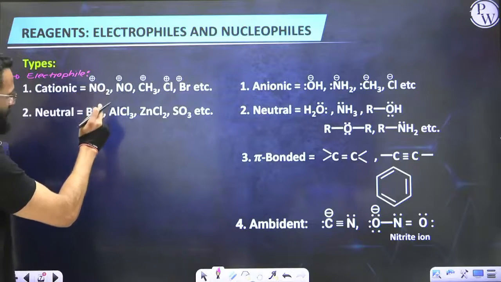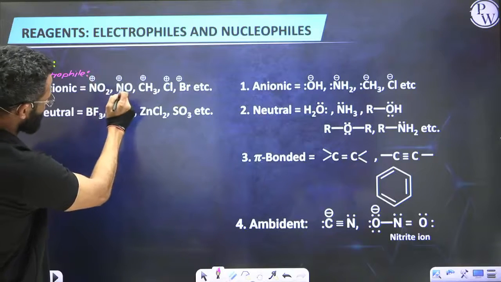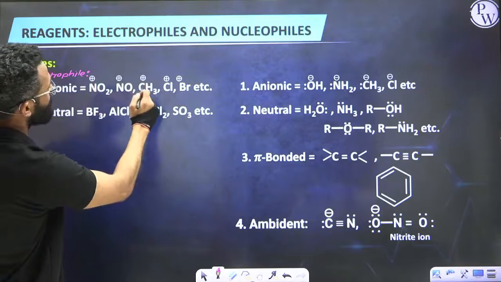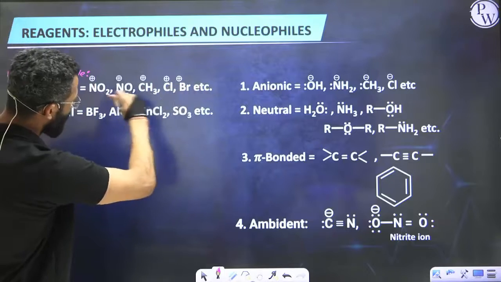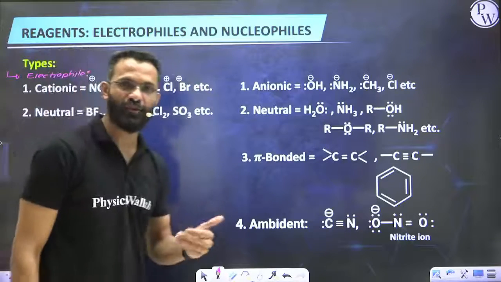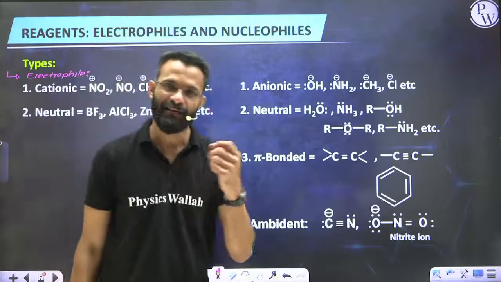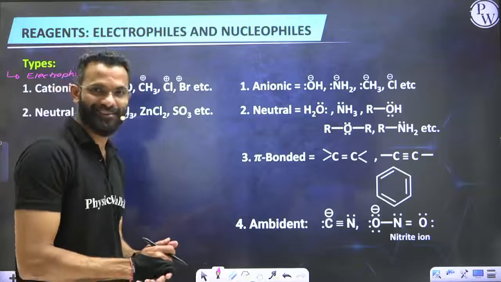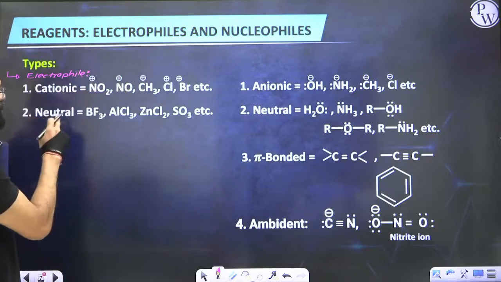So you can see here, NO2+, the nitronium ion, NO+, the nitrosonium ion, CH3+, that is the methyl carbocation, chloronium ion or bromonium ion, etc. All are species carrying positive charge. So the deficiency on that particular atom is characterized by the positive charge. Hence we call them cationic electrophiles. Second type of electrophile, we call neutral.